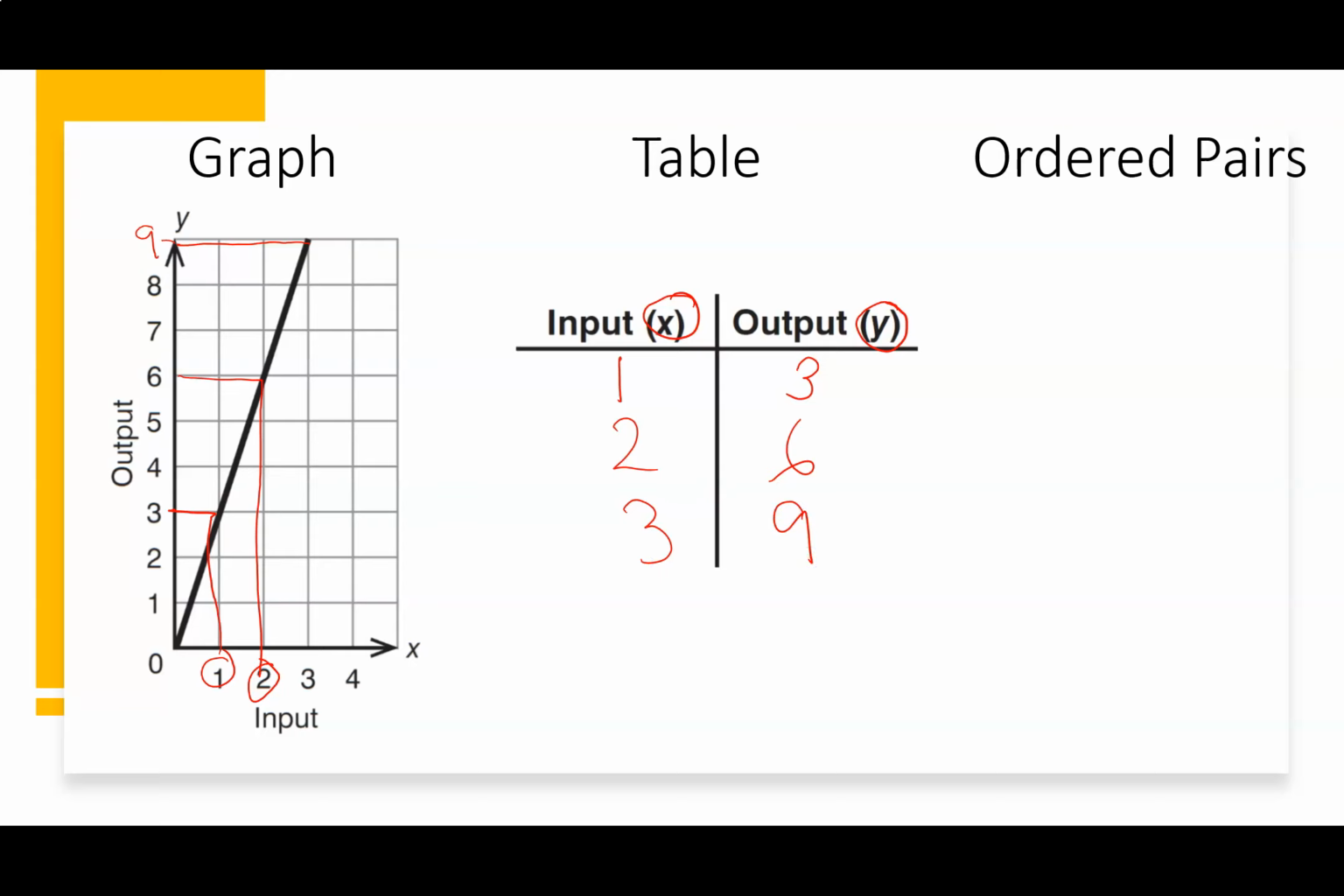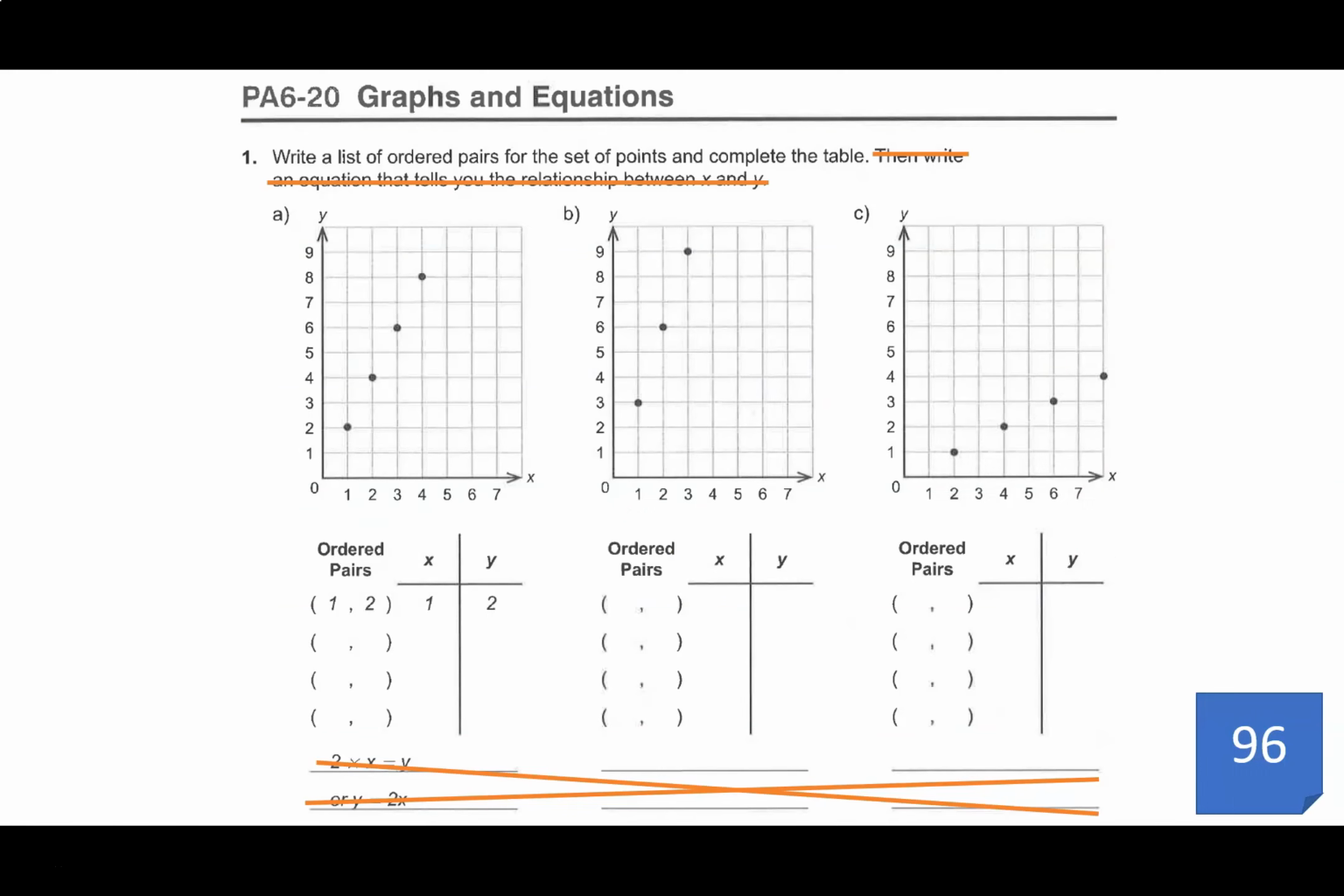The third way we can represent this data is through ordered pairs. Remember, in an ordered pair, the x value is listed first, followed by the y value. A comma separates the x and the y. Our first ordered pair is (1, 3), (2, 6), and finally (3, 9). All three of these ways represent the same set of data. We will be using these three ways to represent data in our Jump lesson today.